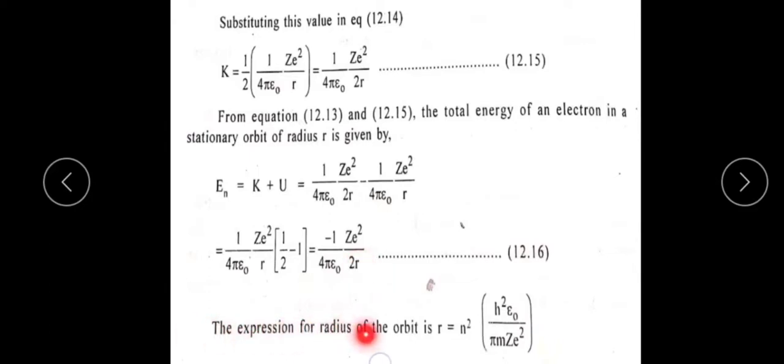Now we need to substitute the value of R here. The expression for the radius of the orbit R is equal to n square h square epsilon naught divided by pi m Z square. This was already learnt in the third session of the atoms. Substitute this value in place of R.